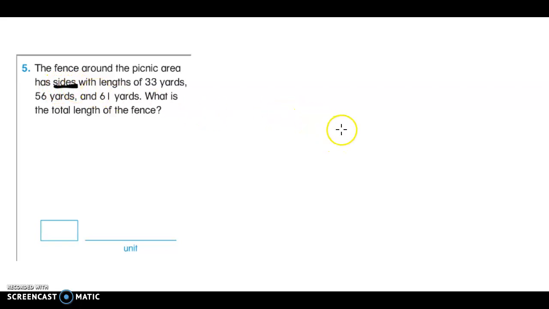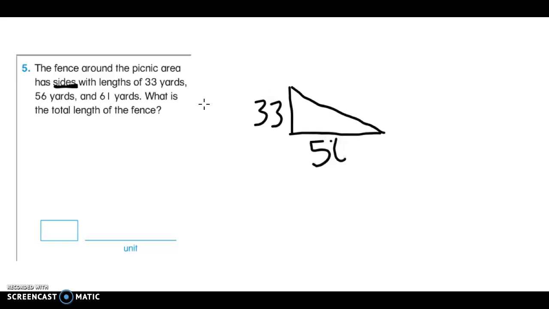That's correct, a triangle. As I draw my triangle, I'm going to start with my small length, 33. So I'm going to draw a small one of 33. Then I'm going to draw a medium one, 56. Then I'm going to connect it to make 61. So I have 33, 56, 61.